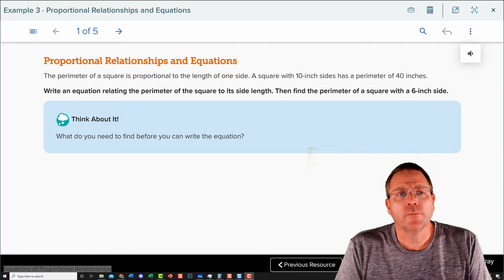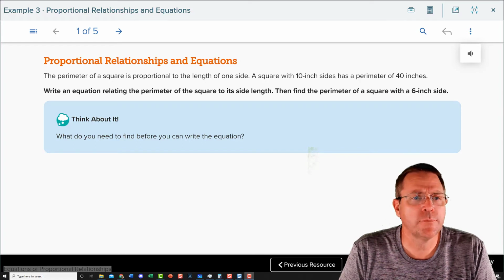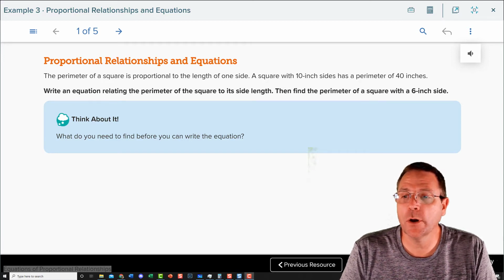The perimeter of a square is proportional to the length of one side. A square with 10-inch sides has a perimeter of 40 inches. Write an equation relating the perimeter of the square to its side length. Then find the perimeter of a square with a 6-inch side length.